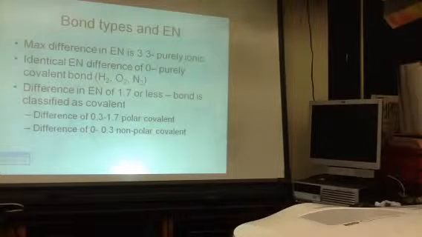If we have a difference of 1.7 or less, it's a covalent bond, but there's a continuum here. So if we go from 0.3 to 1.7, that's polar covalent. If we go from 0 to 0.3, that's non-polar covalent.